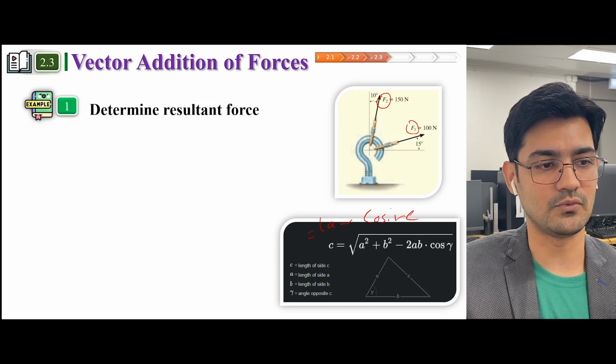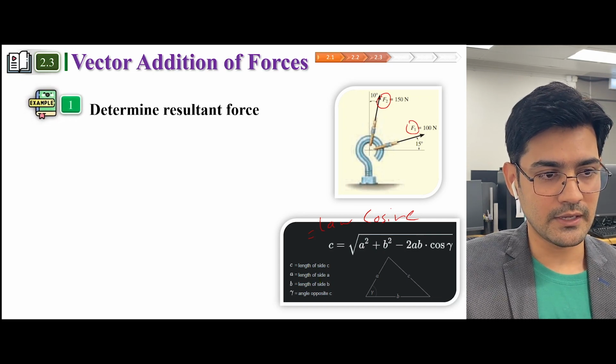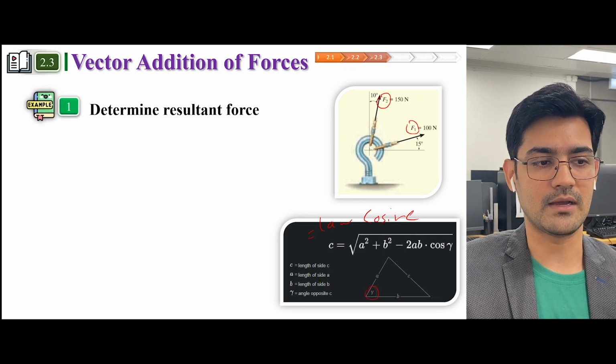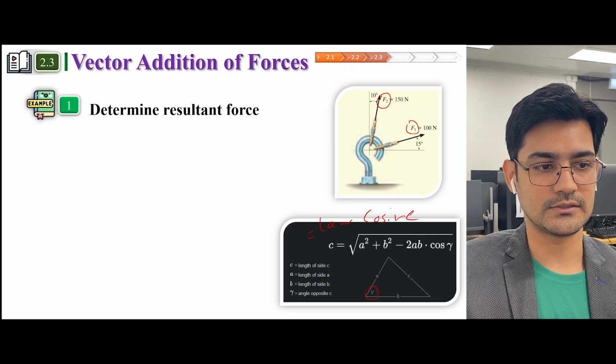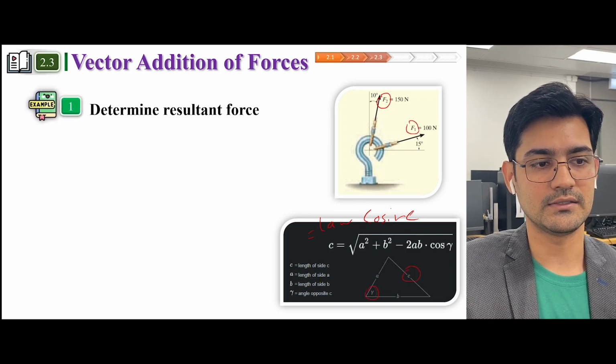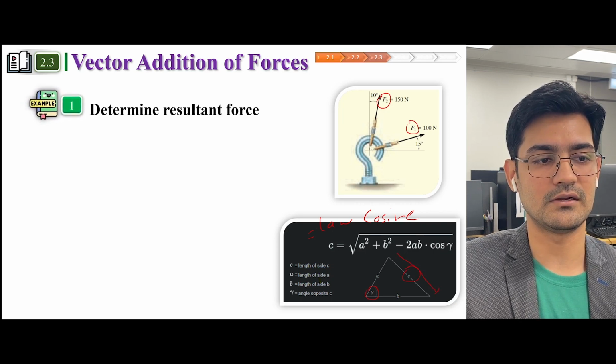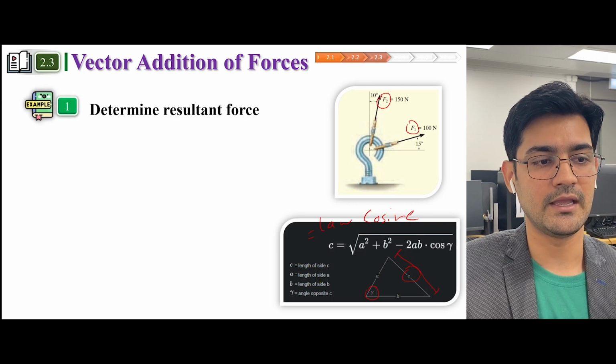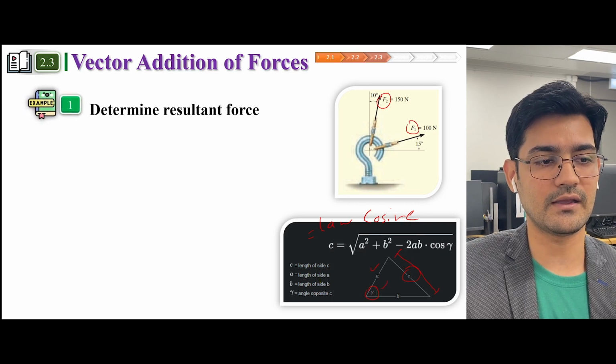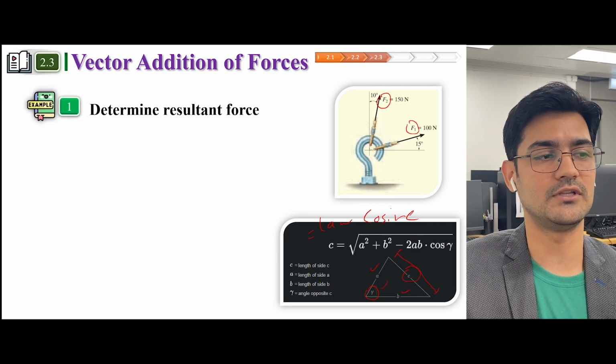So let's just try to figure out this law and then we'll find the resultant of F1, F2. If you have a gamma here, you can calculate C, which is the length of the side of the triangle opposite to that gamma. If you know gamma, and you know A and B, you can figure out the length.